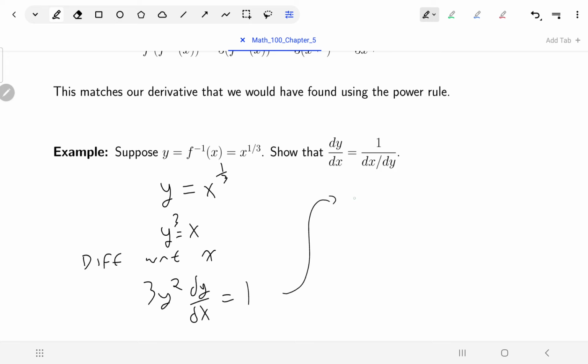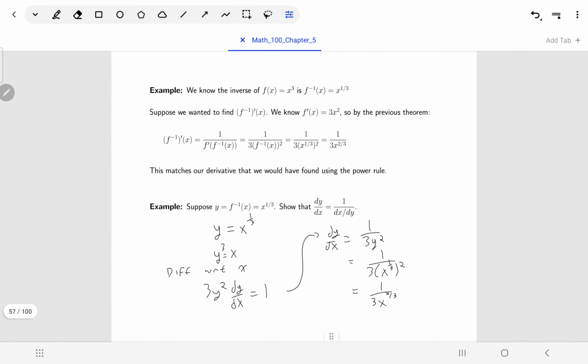And now I can solve and find that the derivative with respect to x is 1 over 3y squared. And going back, reminding myself y was x to the 1/3, so that's really 1 over 3 times x to the 1/3 squared, which is the same derivative that we would have had, again, by power rule, 1 over 3x to the 2/3.